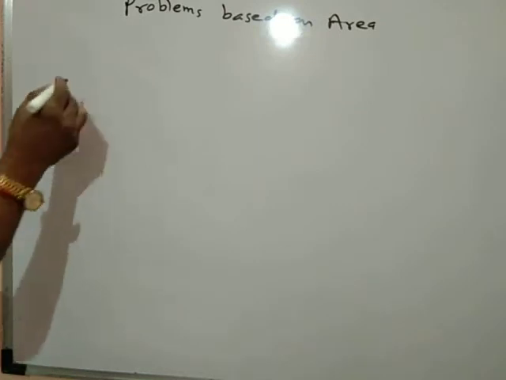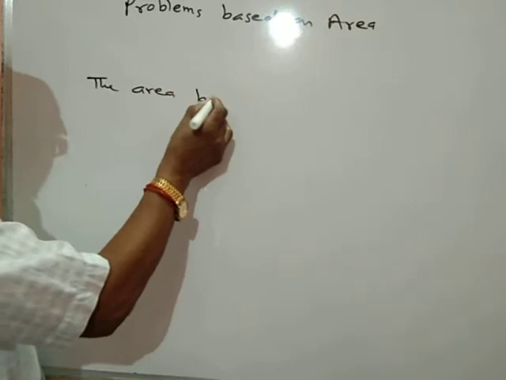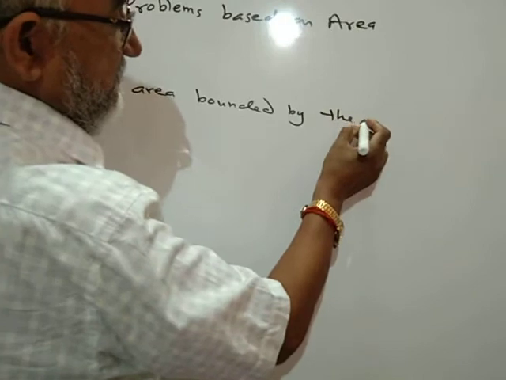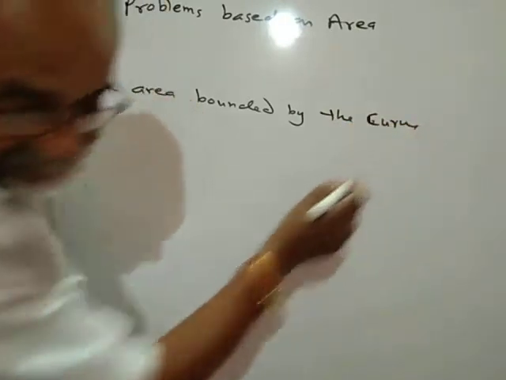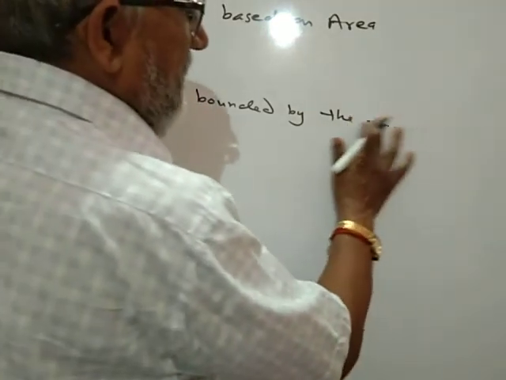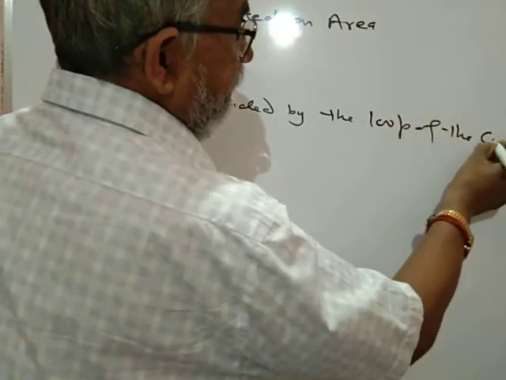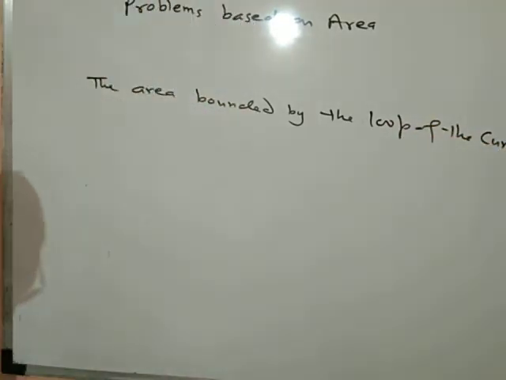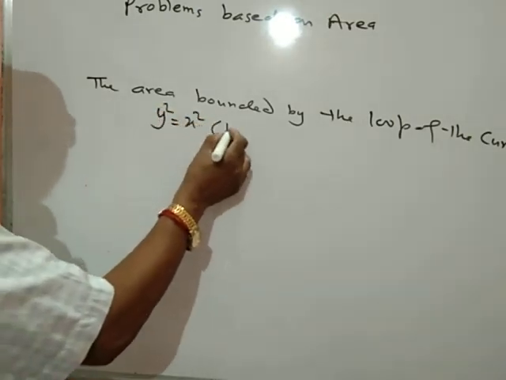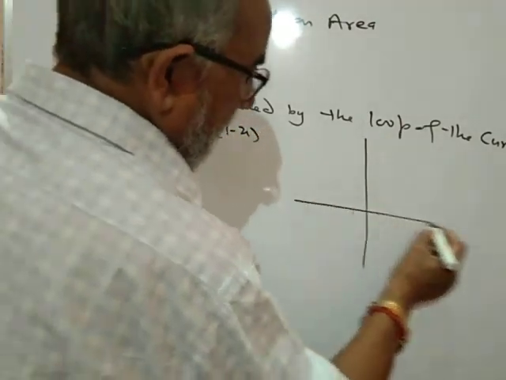The area bounded by the loop of the curve y square is equal to x square into 1 minus x. Now look here, this is the loop of the curve.